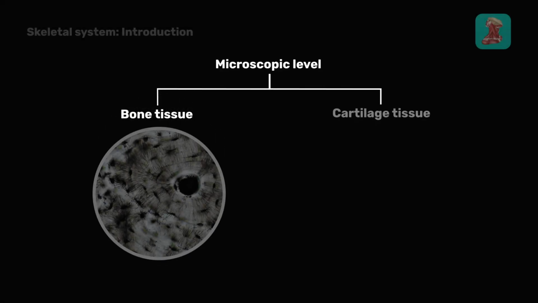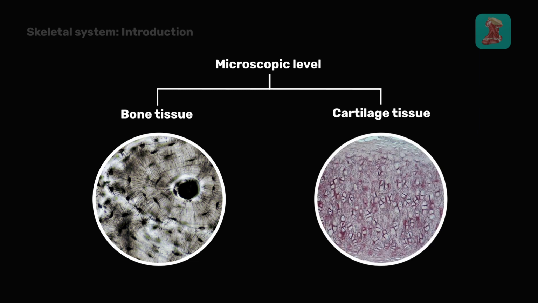At a microscopic level, bones consist of bone tissue and cartilage tissue. At the stage of embryonic development, our skeleton consists almost entirely of cartilage tissue, which is replaced by bone tissue during later life. However, in some cartilages, such as auricular cartilages, this change does not occur, and they remain cartilages.